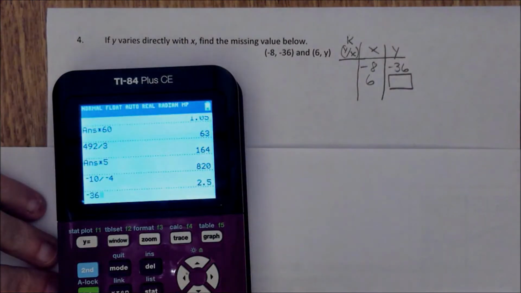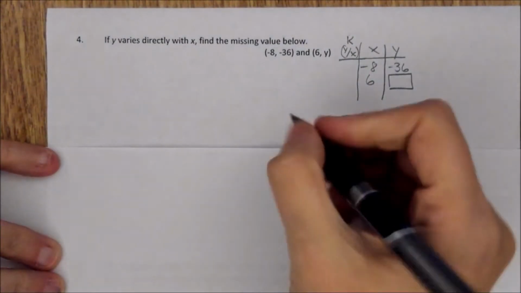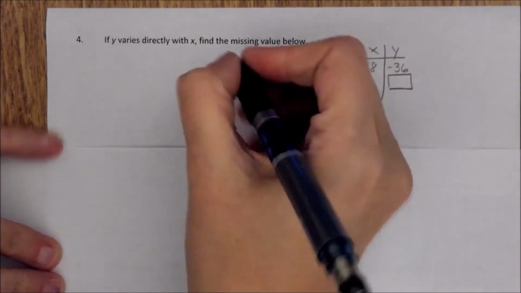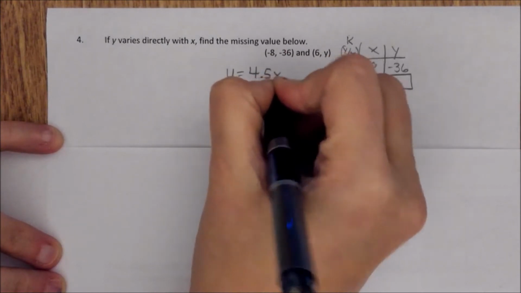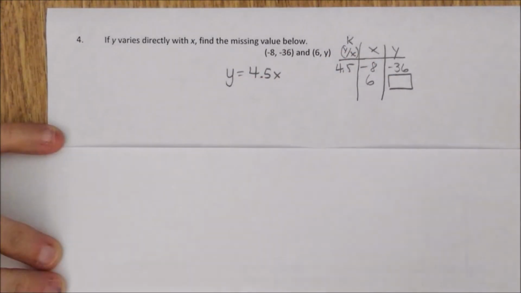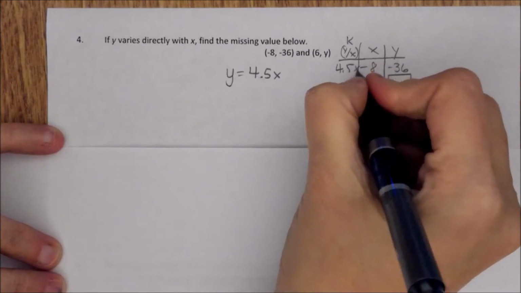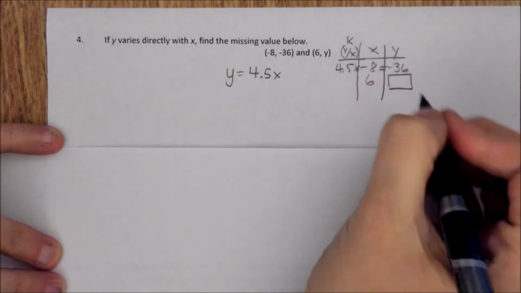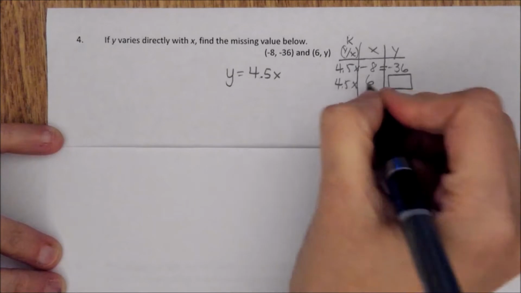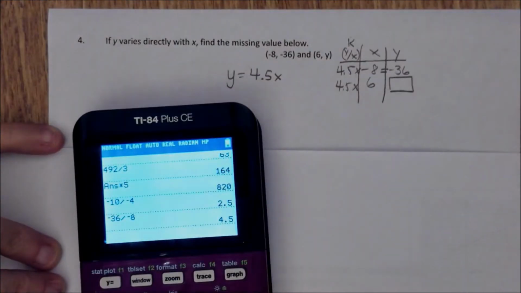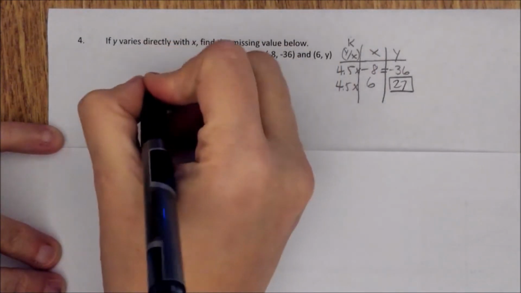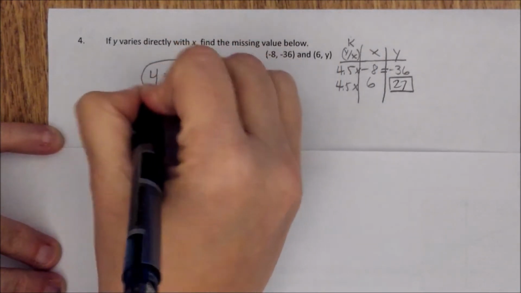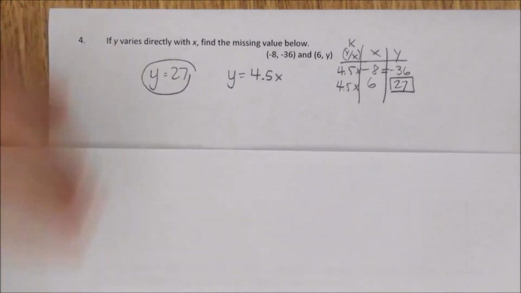So negative 36 divided by negative 8 is 4.5. So my k is 4.5. So if they needed me to write an equation, I would write y equals 4.5x. But since they're asking me to find a missing value, I know 4.5 times negative 8 is negative 36. So 4.5 times 6 is 27. So my missing value is 27 in the question they were asking me to do.